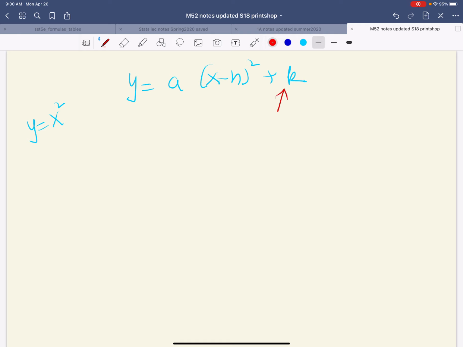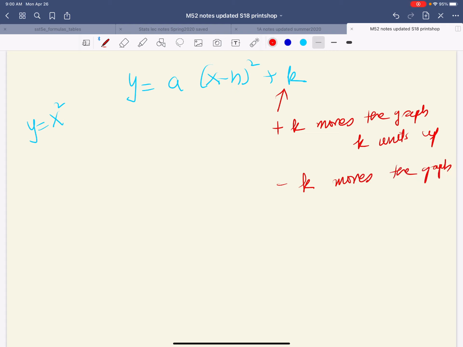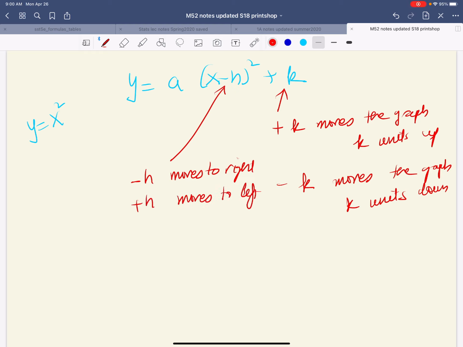The plus k moves the graph k units up, and minus k moves the graph k units down. Okay, and this h inside, if it's minus h, it moves the graph to the right, and plus h moves the graph to the left. Let's see an example. y is equal to (x minus 3) squared plus 5.